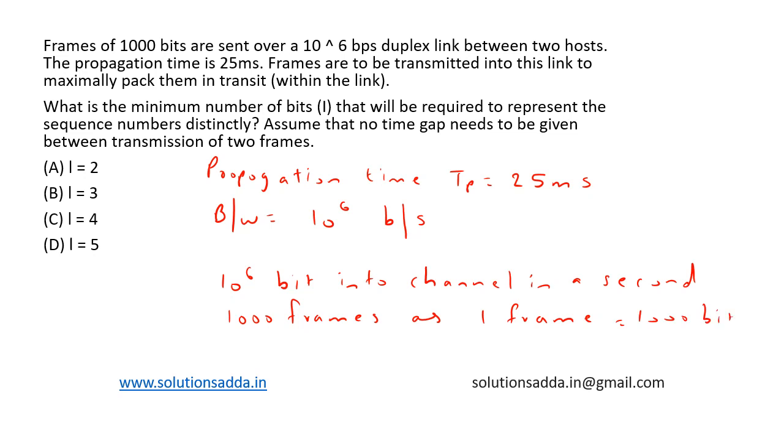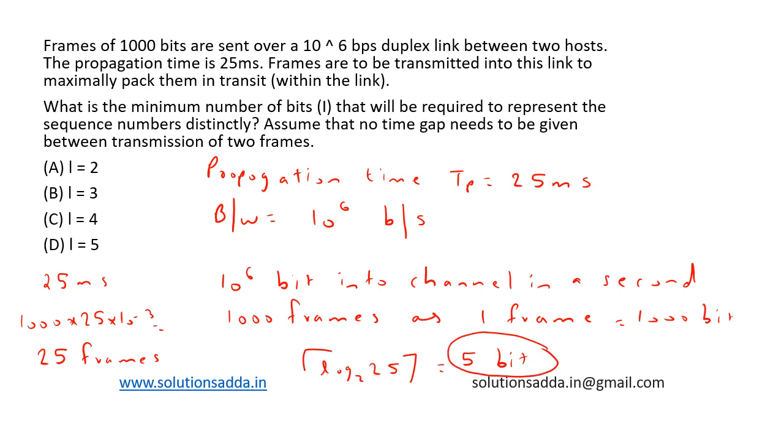Now the propagation time is given as 25 milliseconds. To fully pack the link, we need to send at least 1000 into 25 into 10 to the power of minus 3 frames, which will be equal to 25 frames. So to represent the frames, we would require log to the base 2 of 25, which is equal to 5 bits. So the correct answer here is option D, 5.